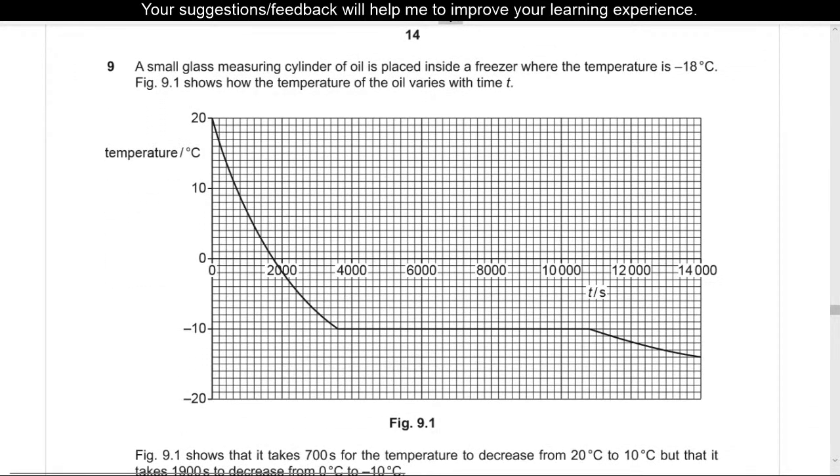Okay ji, question number 9. A small glass measuring cylinder of oil is placed inside a freezer where the temperature is minus 18 degrees centigrade. The figure shows how the temperature of the oil varies with the time t. So initially the temperature of the oil is 20 degrees centigrade. When it is placed inside the freezer, its temperature goes on decreasing. This is a cooling curve and it reaches about this value.